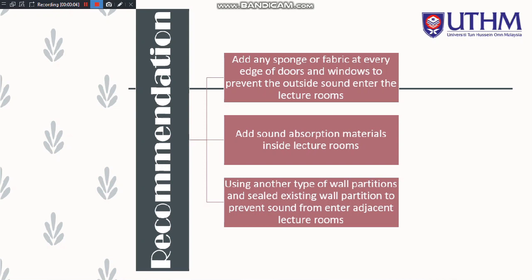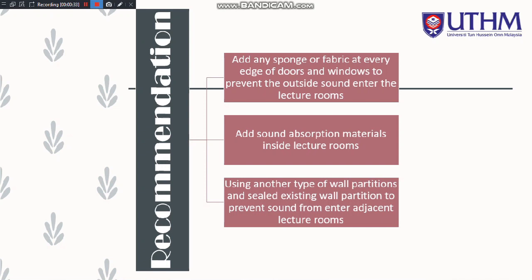Recommendation is compulsory to improve the poor acoustic performance of tested lecture room. The background noise inside lecture room come from the toilet, adjacent lecture room and waiting bench. To overcome this noise from hearing, add any sponge or fabric at every edge of door and window to prevent the outside sound enter the lecture room during lecturing.